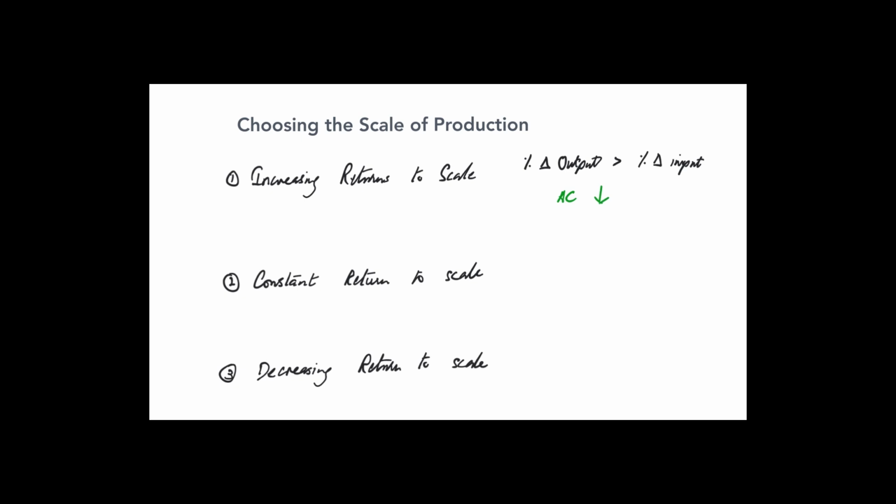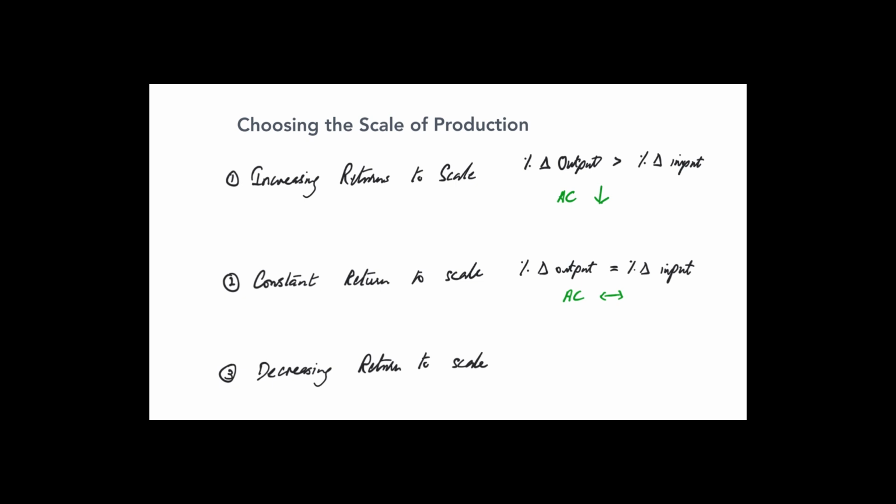Second case is telling us that your percentage change in the output as a result of percentage change in input is exactly the same. You increase input by 50%, output increases by 50%. Your average cost is going to stay the same.